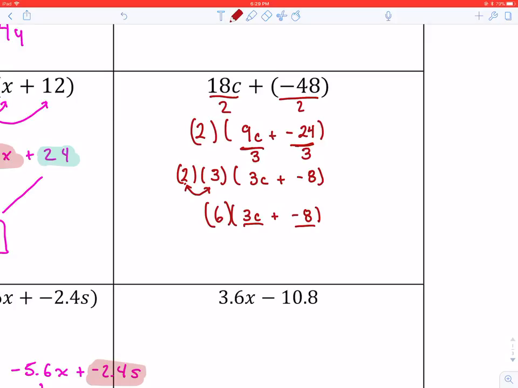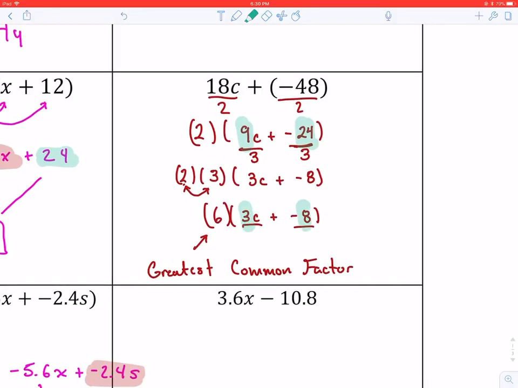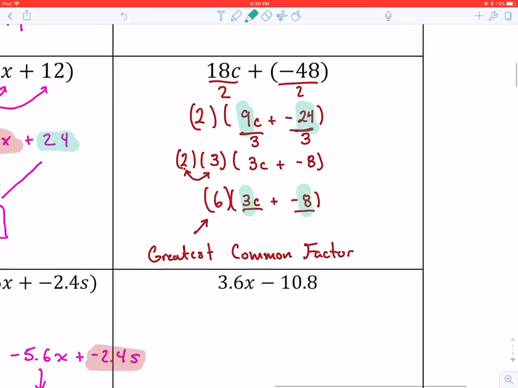You might have seen right away that for 18 and 48, the biggest number you could factor out of both of those would be 6. That's called the greatest common factor. So if you saw that right away, then awesome. If you didn't, you can always double check: are the numbers that I got able to be simplified down even further? Is there something that I can factor out even further? In 9 and 24, yes, we could factor out a 3. But with 3 and 8, that is as factored out as it goes, so we would just leave it as 3c plus negative 8.